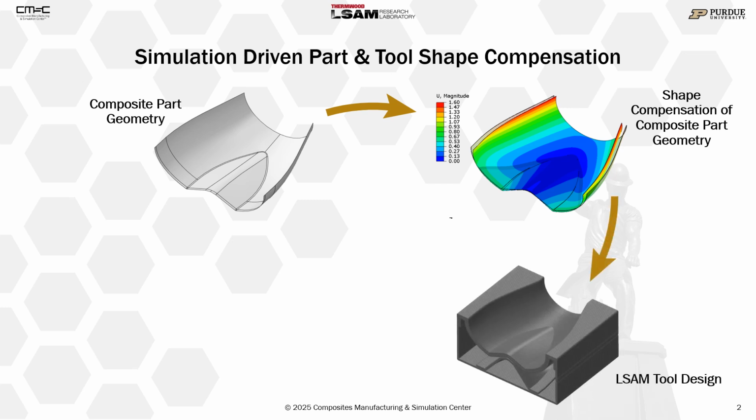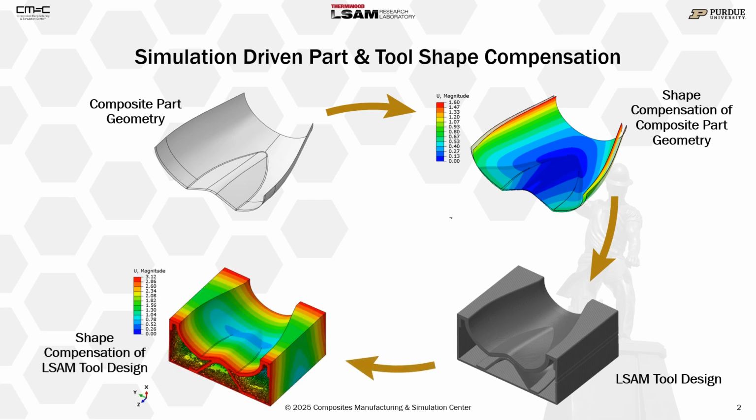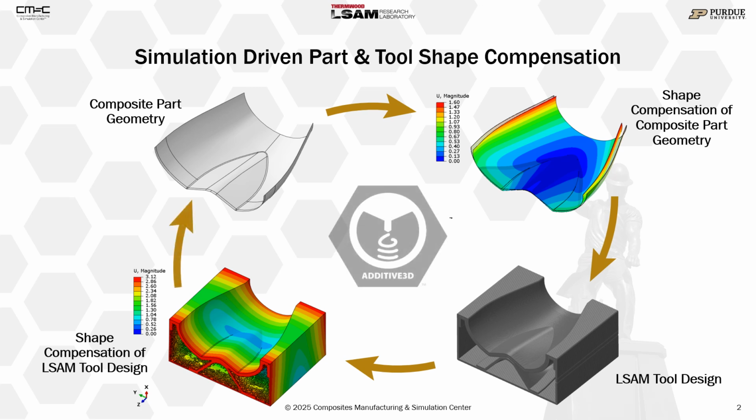Then that drove the design of an LSAM additive tool, but the additive tool also exhibits an isotropic shape change, which we predict and compensate for. And then we combine the part and the tool to capture the interactions of the two and ensure that we produce the right part shape. All this exercise was carried out with the virtual twin of the manufacturing process called ADDITIVE3D.